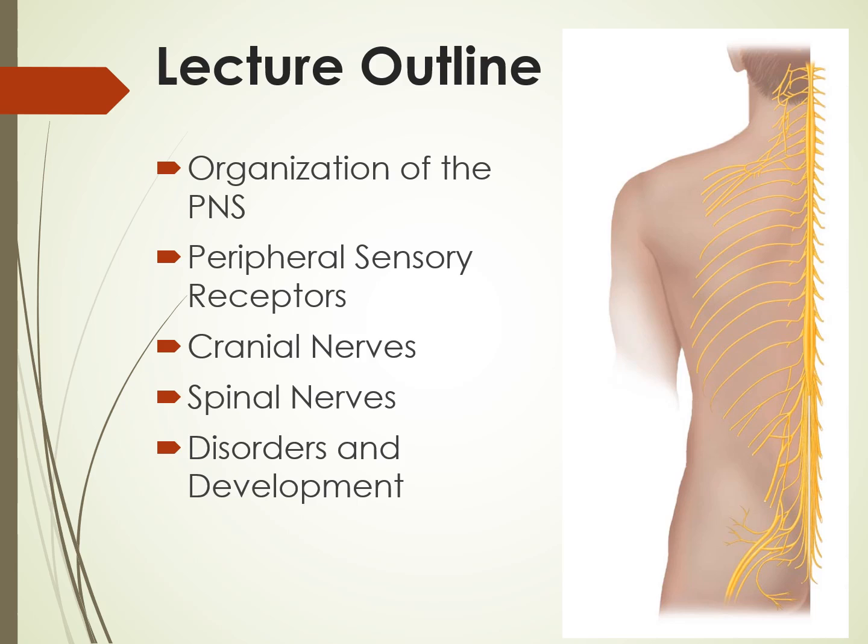Then we're going to talk specifically about the different cranial nerves. We've got 12 cranial nerves and we'll cover each of them, so that'll take a little bit of time. Then we'll cover the spinal nerves. Obviously there are a ton of spinal nerves, but I'll break it down to the ones I want you to know, and it'll really help because now we know the muscles that these spinal nerves are going to innervate, which is great. And then at the end, we'll talk a little bit about disorders and development.